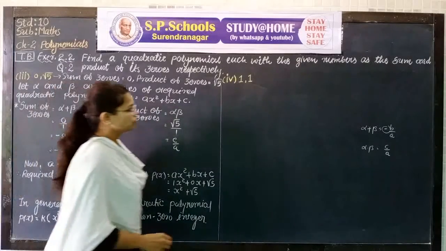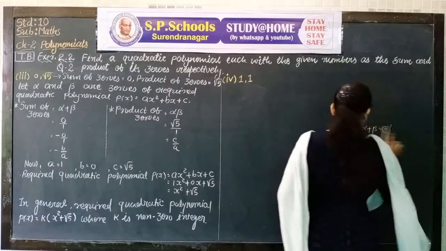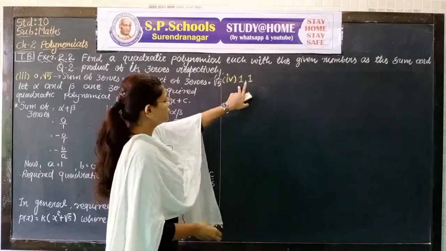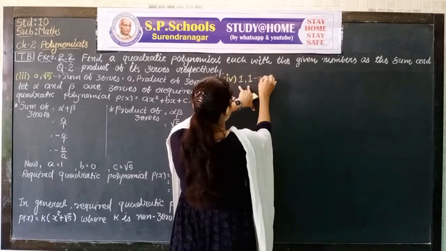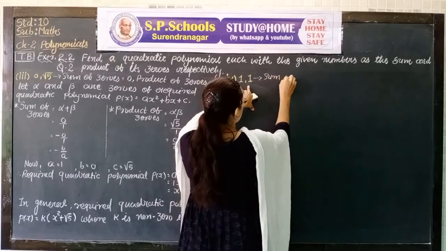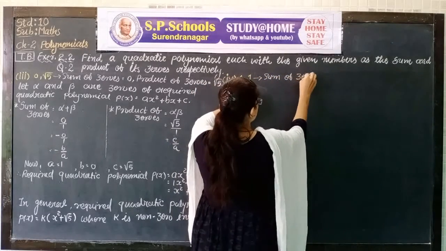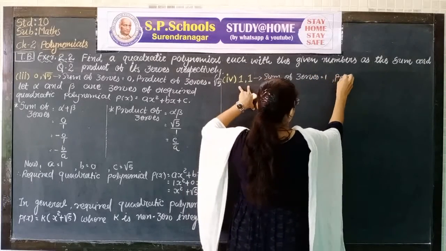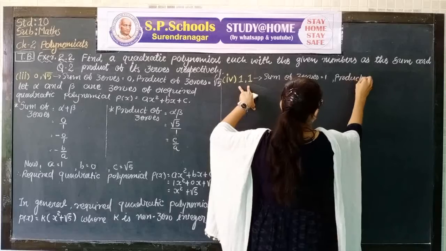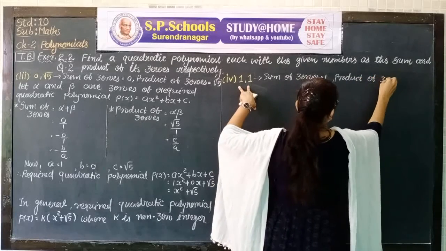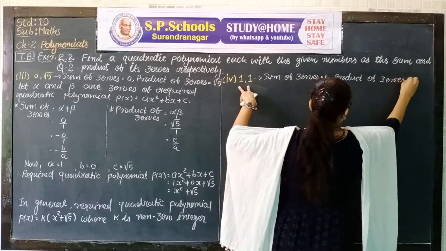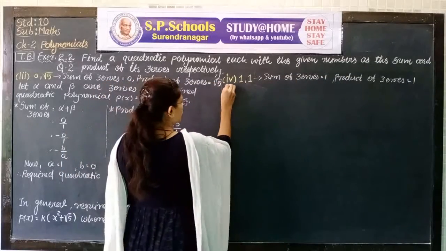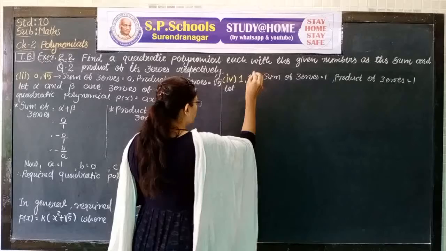Now the next, fourth number. In the fourth number, two numbers are given. We know that the first number we take is the sum of zeros, which is equal to 1, and the second is the product of zeros, which is equal to 1. Again 1 is the common value in all.